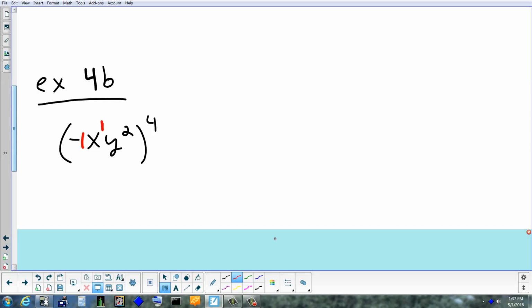Don't you do them all the same? So we have to raise each one of them. Each one of those is going to get raised to which power? To the fourth. The negative 1.